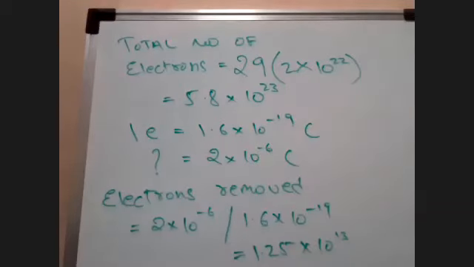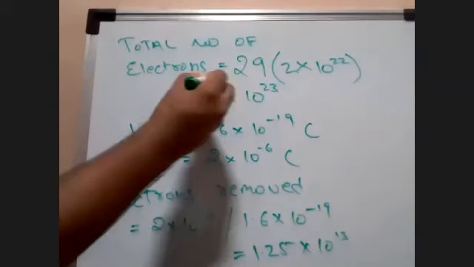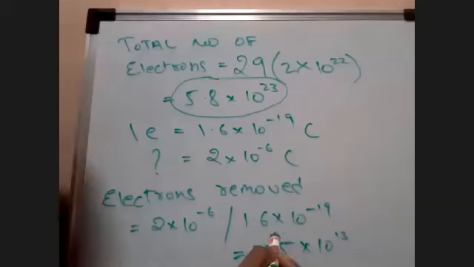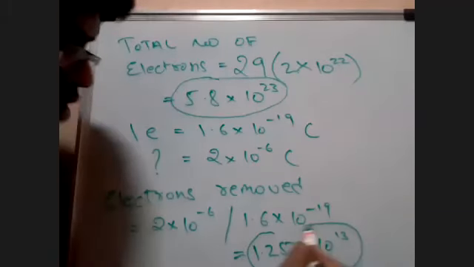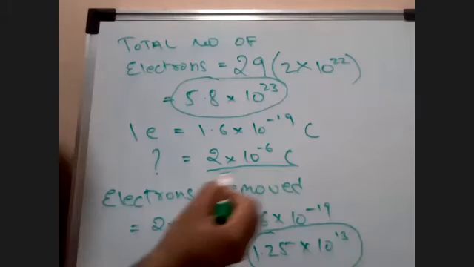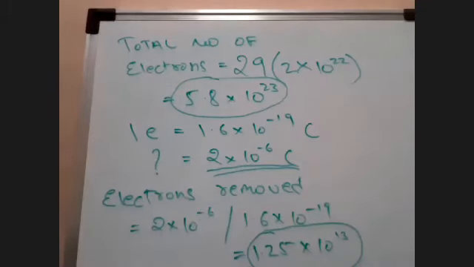First, what we got: the total number of electrons, 5.8 into 10 raised to 23. Second, we got the number of electrons that need to be removed to form 2 into 10 raised to minus 6 coulombs, or 2 microcoulombs. It is given in the question: what is the fraction of electrons that must be removed from the sphere to give it a charge of plus 2 microcoulombs.